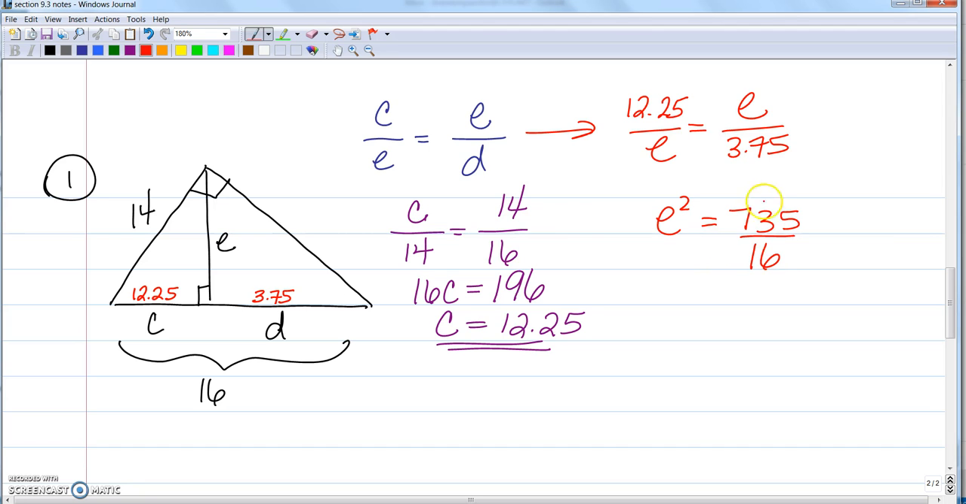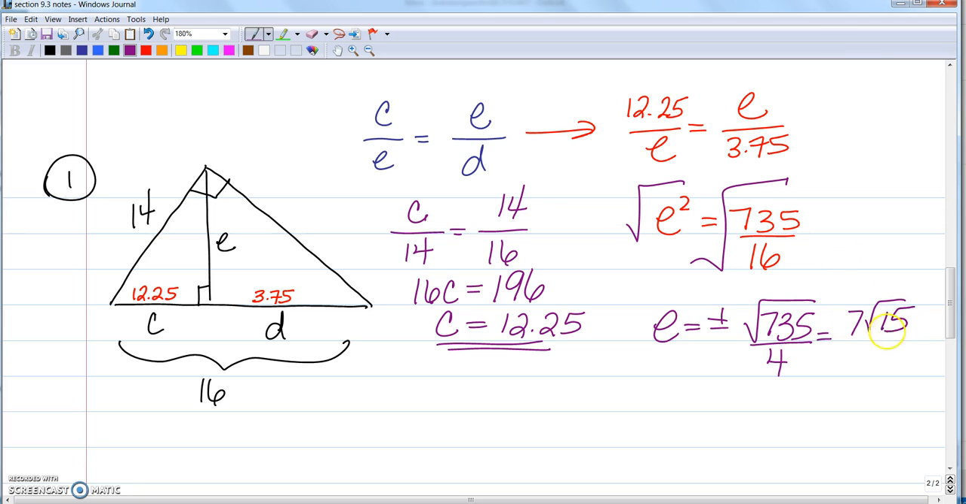Now when I square root both sides, I end up with E is equal to plus or minus root 735 over 4, because the square root of 16 is 4. Now you would need to reduce that. Usually we don't use quite as big numbers on a quiz or test, but this is 49 times 15, so that's 7 root 15 over 4. I'm going to eliminate the negative version because I can't have a negative side length. Okay, so right now I have solved for C, D, and E.